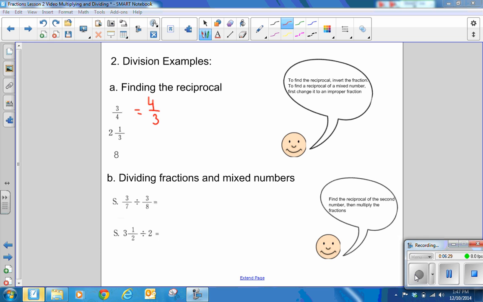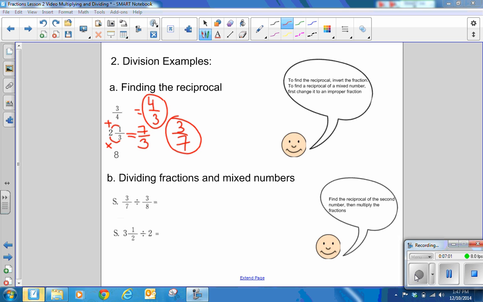Before I flip this fraction upside down, I need to convert the mixed number to an improper fraction. So 2 times 3 is 6, plus 1 is 7 over 3. So 2 and 1/3 is the same as 7/3. But if I then want to find the reciprocal of that fraction, I need to flip it. And now my answer is 3/7.